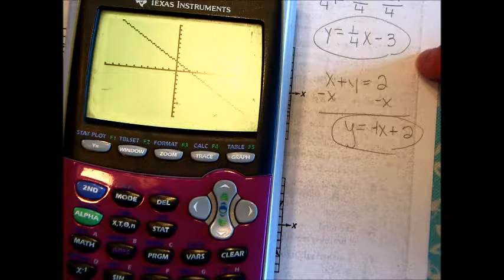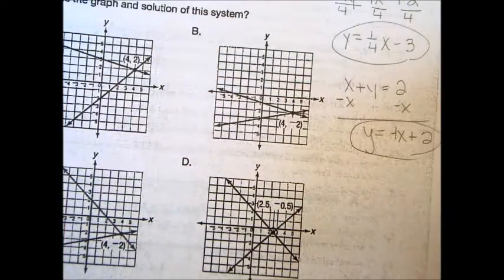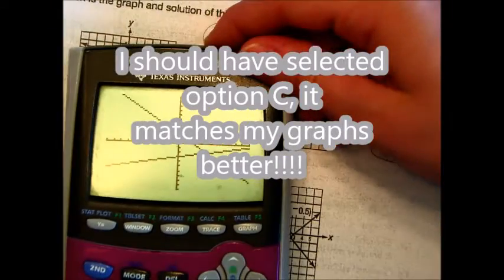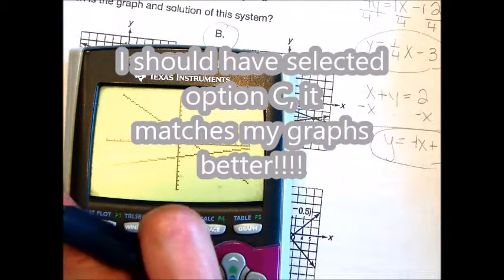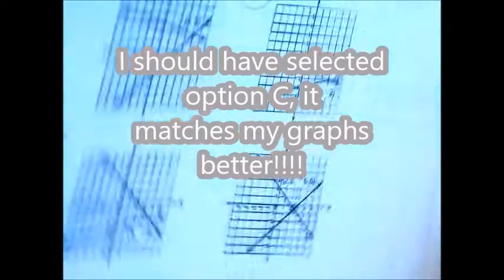Hit graph. Hit zoom 6 in case your graph is not working, and we can go ahead and use our calculator to show that the right graph is option B. Can you see how it's the only graph that kind of matches that? Now I'm going to show you another way that we could have done this to show that the answer is B.